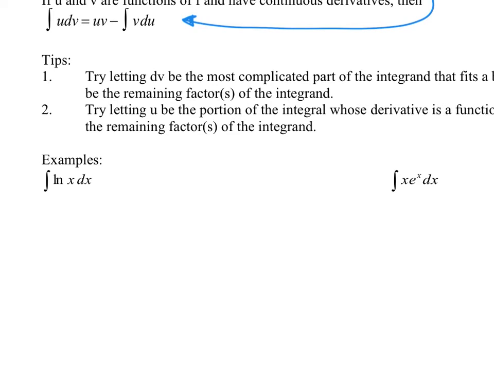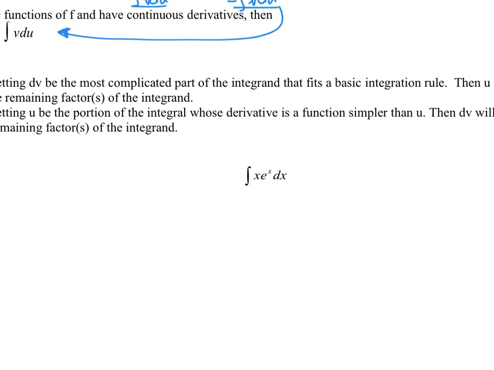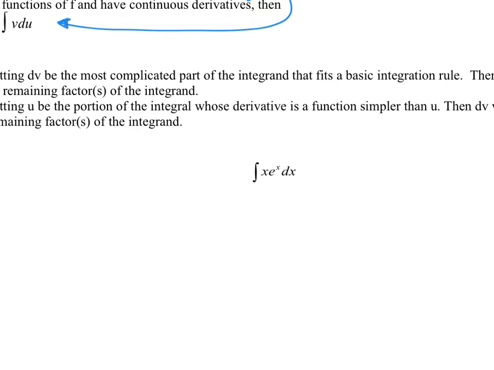All right, the little tips here, they're tips. They're not rules. And you're always wary of things that start off with the word try. You can try this. Well, okay, so what happens if that doesn't work? We'll try something else. All right, so try letting dv be the most complicated part of the integrand that fits a basic integration rule. If you decode that and think about what it means, you're going to let dv be something that you can find the antiderivative of. Because if you can't find its antiderivative, then you're going to be stuck immediately.